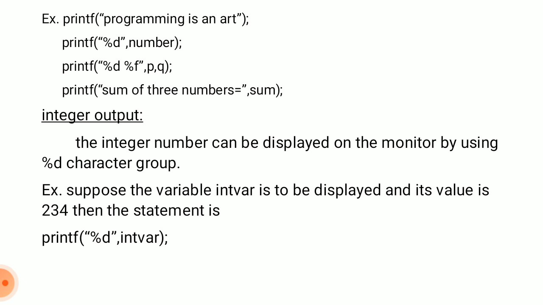Now we will see the types of formatted output. The first one is integer output. As we did in scanf, here also it is the same thing: an integer number can be displayed on the monitor by using the %d character group. Suppose the variable int var is to be displayed and its value is 234. Then the statement would be printf %d, int var, meaning the value 234 in int var will be printed.